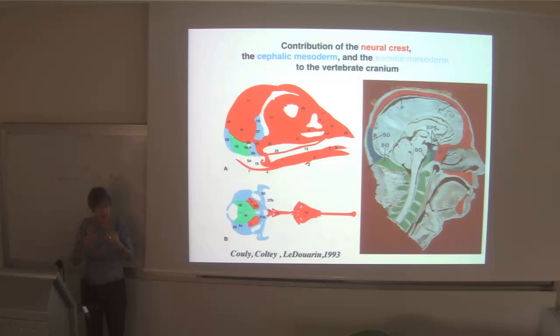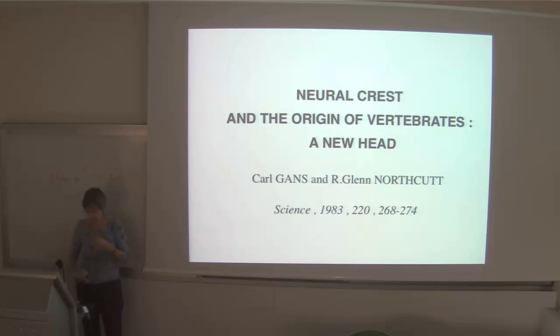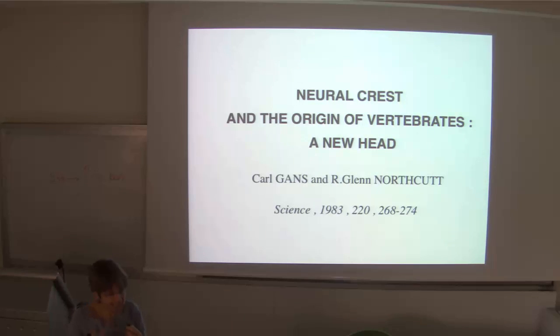So the neural crest has a lot of evolutionary perspective and significance, and for whoever wants to read a very interesting yet old article, still very significant, go to Science and look at this beautiful article which basically presents a new hypothesis which is called the new head. And the idea of the new head is that we are basically two different organisms. We are a trunk and we are a head.